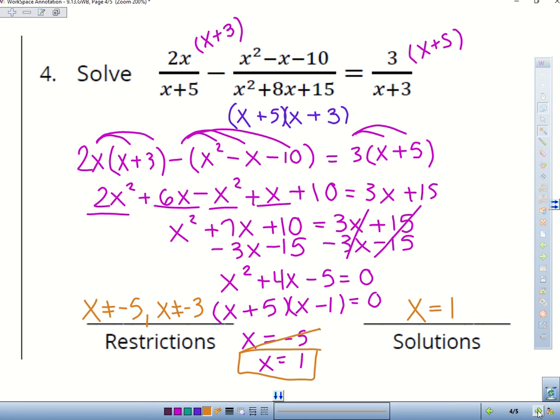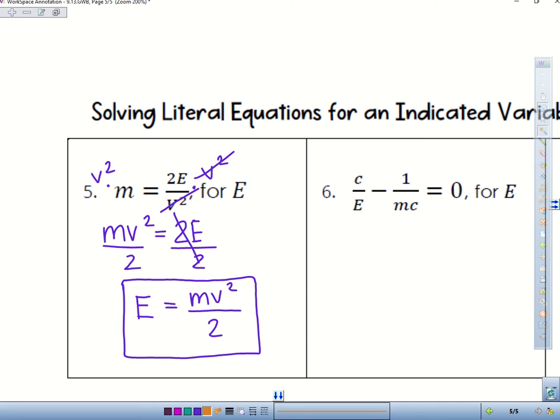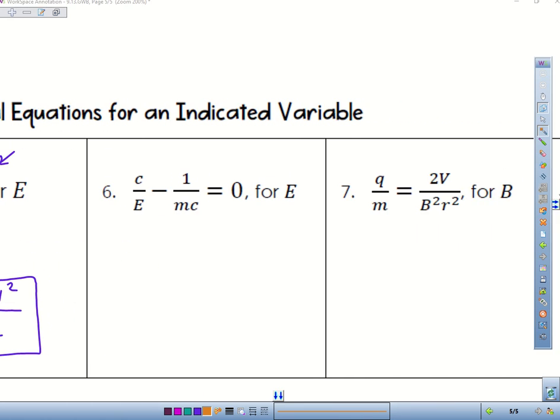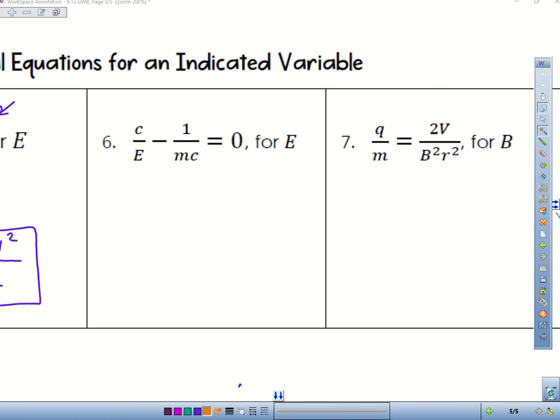Let's move on then to number 6, because we already did number 5. Back to literal equations. In this case, if we're solving for E, we need to get rid of the 1 over mc and the c. How can I get rid of the 1 over mc? How can I reverse subtraction in math? Good, we can add. That gives me c over big E is equal to 1 over mc.